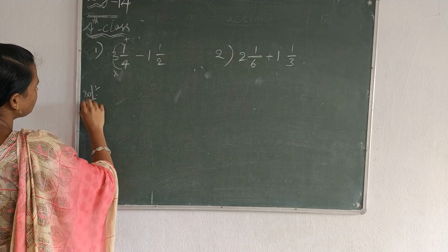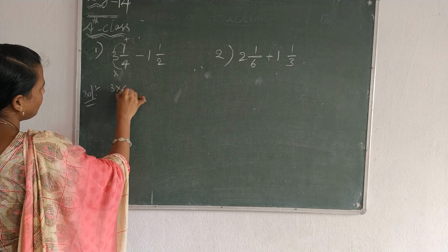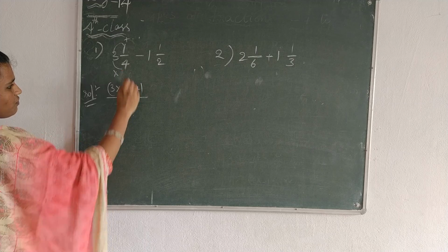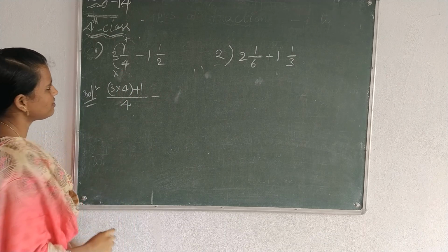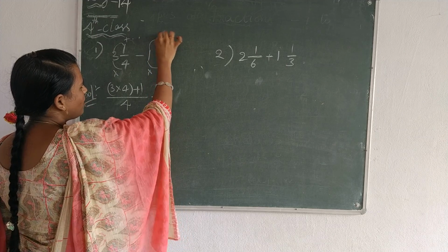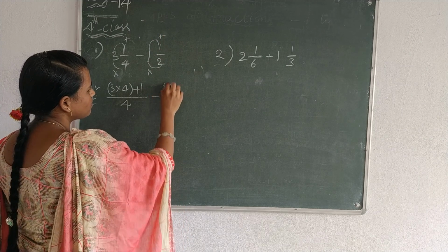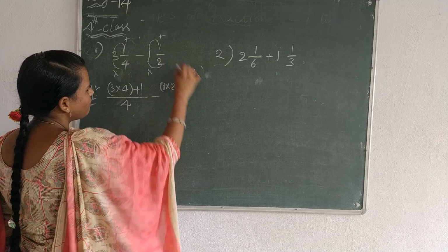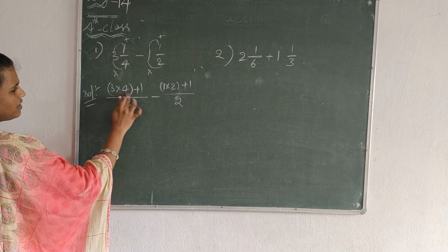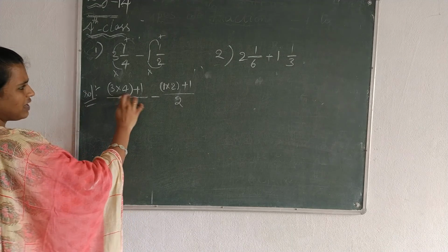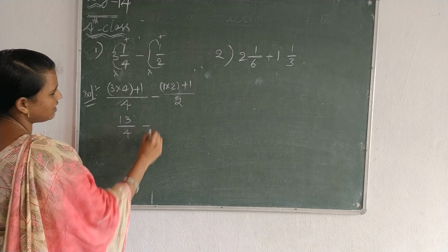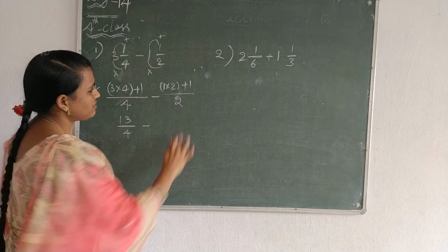Take the solution. 3 into 4 plus 1, by what is the denominator? 4. Minus: multiply this whole number and the denominator and add 1. 2 1s are 2, into 1 plus 1, by the denominator, which is 2. Okay, let's multiply. 3 4s are 12. 12 plus 1 is 13. Minus 2 1s are 2. 2 plus 1 is 3.